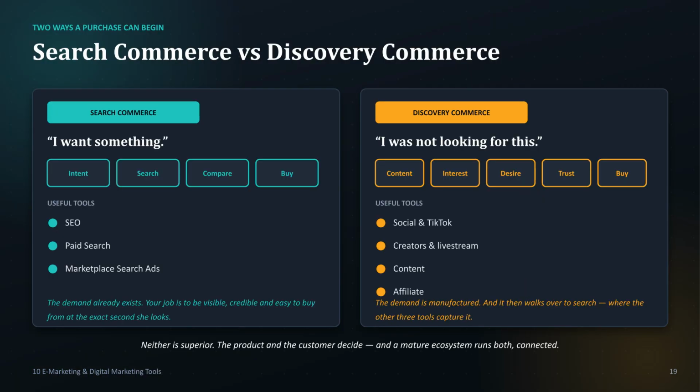We distinguish between search commerce and discovery commerce. One satisfies intent, the other generates it. Your success depends on connecting the 2. For example, using social discovery to drive searches that Google then captures.